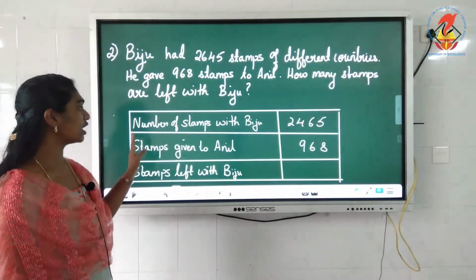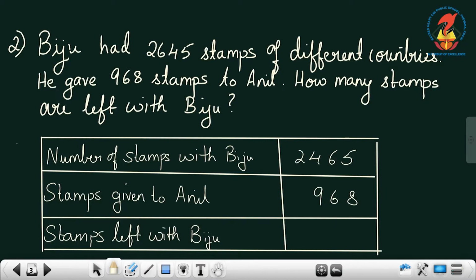So what's the first statement? Number of stamps with Biju. How many stamps Biju had? 2645. Stamps given to Anil. How many stamps were given to Anil? 968 stamps were given to Anil. The question is, how many stamps are left with Biju? So you write the statement, stamps left with Biju. What you have to do?